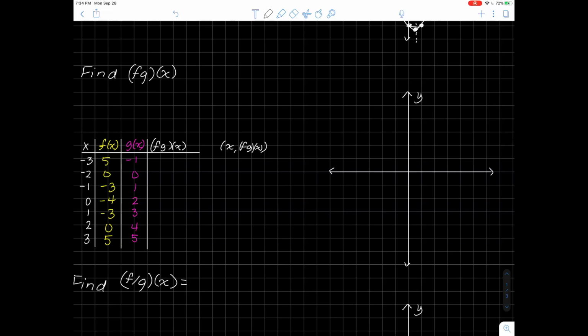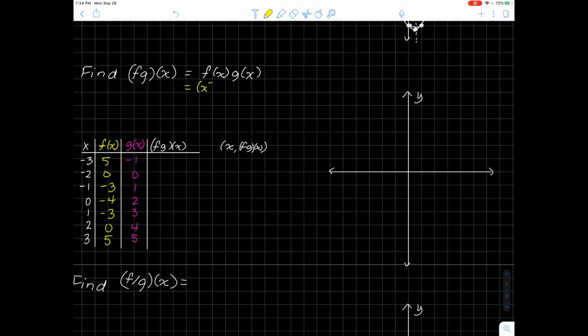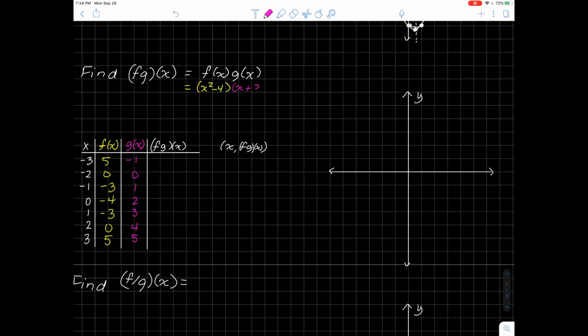Let's take a look at this next one. It says find the f times g of x. That means we're doing the f of x times the g of x. Our f of x, if you recall, was x squared minus 4, and our g of x was x plus 2. So we're going to multiply those. We'll distribute here. That's x cubed plus 2x squared minus 4x minus 8. And there really isn't any combining like terms there.